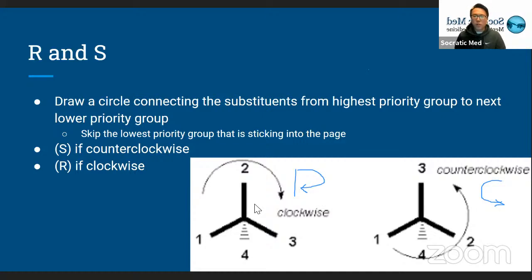So after you determine the priority of the functional groups, have the lowest one sticking into the back, so don't consider that when drawing a circle. And then when you draw the circle from highest to second highest to third highest, if it's a clockwise circle, it's an R configuration. And if it's a counterclockwise circle, it's an S configuration.